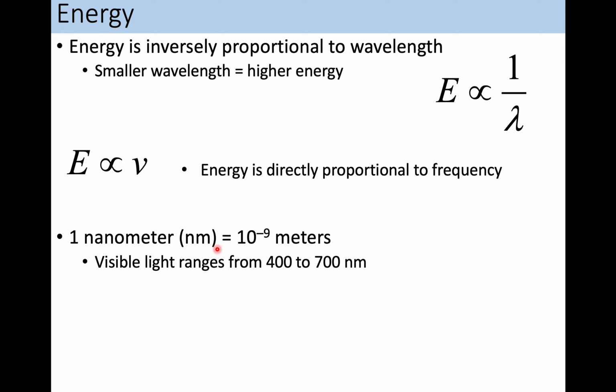So for example, our visible light ranges from 400 to 700 nanometers in wavelength. So that's 400 times 10 to the minus 9 to 700 times 10 to the minus 9 meters. So very small.